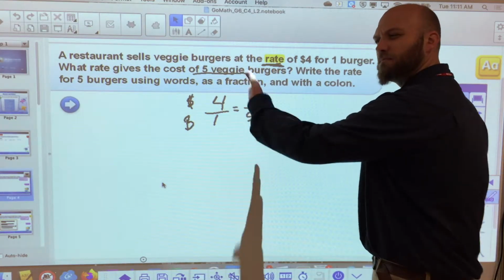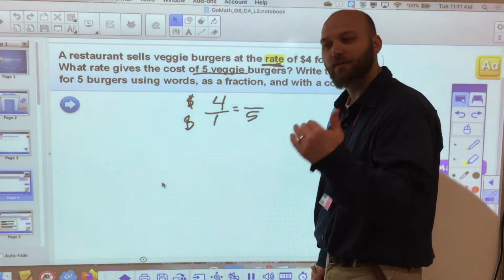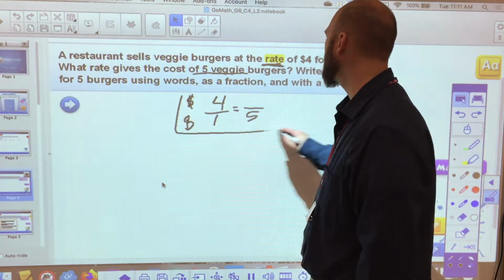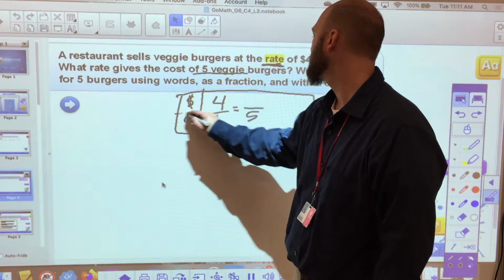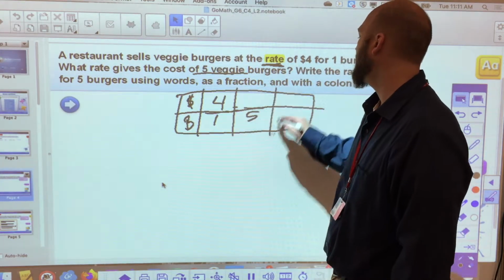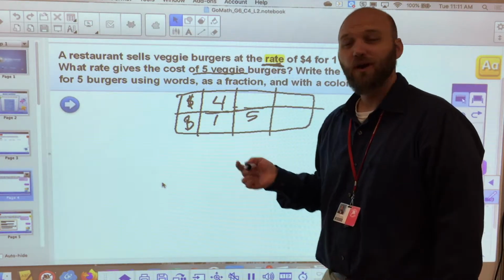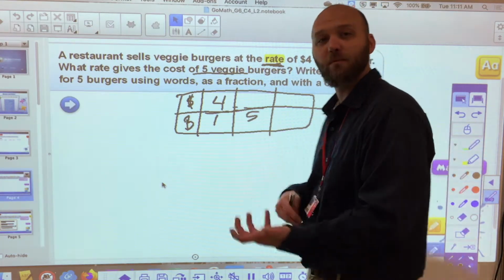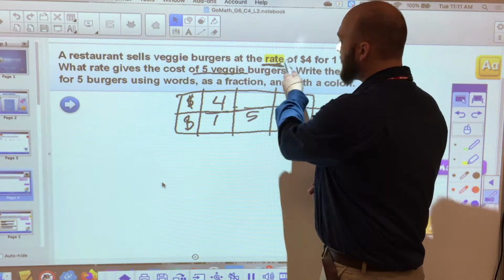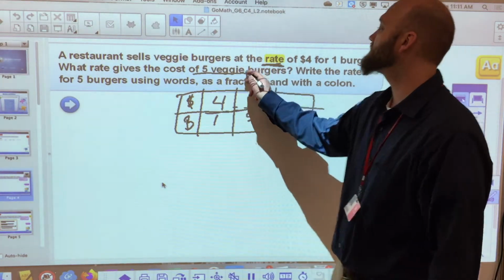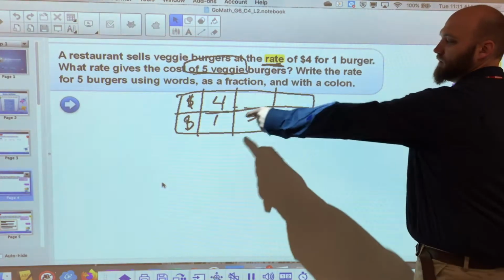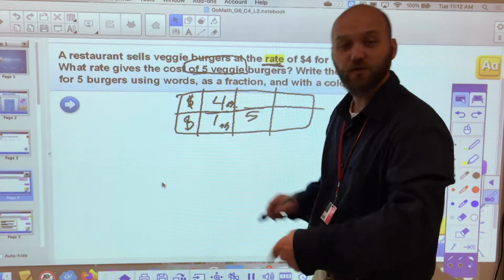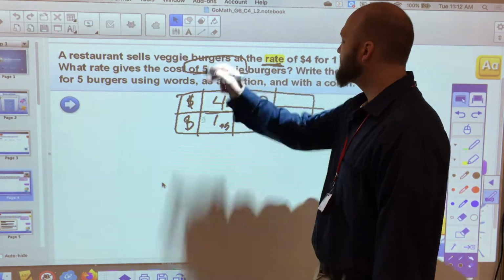Now, if I'm comparing multiples of the same unit and I have a unit rate that's consistent, I might make it easy on myself and just do this. And you'll see I've turned it into a table. I have labels, money and burgers. So as long as I'm putting burgers where burgers go and money where money goes, it doesn't really matter. But I know that I have $4 for 1 burger, and I want to know how much the cost of 5 veggie burgers is. Well, 1 times 5 gives me 5, and 4 times 5, because whatever I do to the bottom, I have to do to the top, is $20.